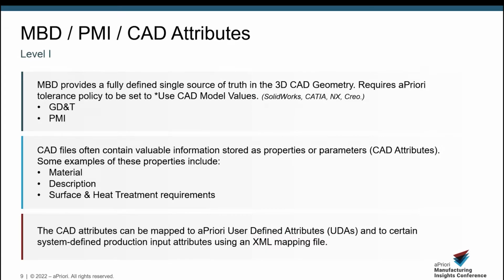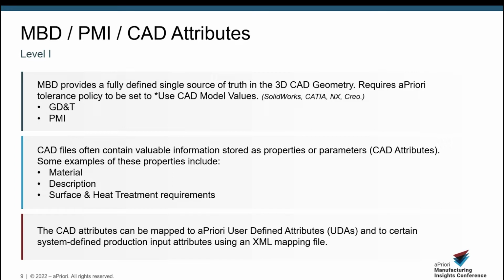So first, we're going to take a look at MBD, PMI, and CAD attributes. What is all of this? MBD is really the focus on applying what is known as GD&T. These are your geometric dimensioning and tolerances. These are the physical attributes of the model and the specifics as to how they need to be manufactured based on tolerances. PMI data is going to give you that secondary layer.